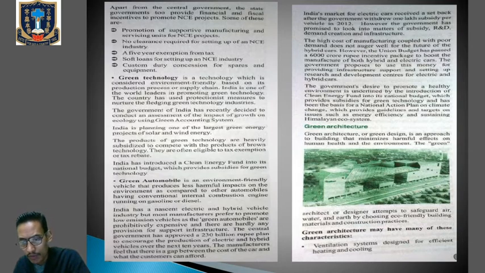Clear? So this was for today's class. In the next class, we'll talk about green automobiles and green architecture. Clear? So this was for today.